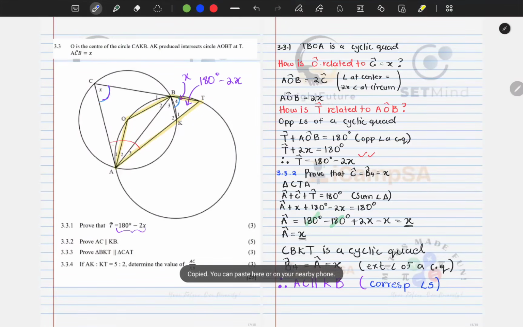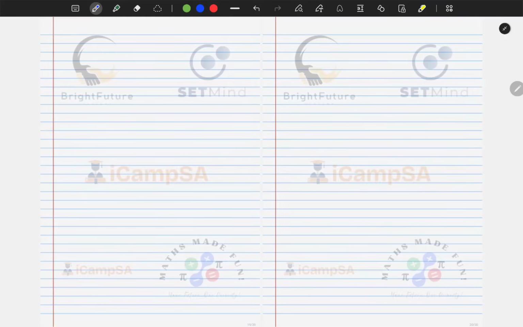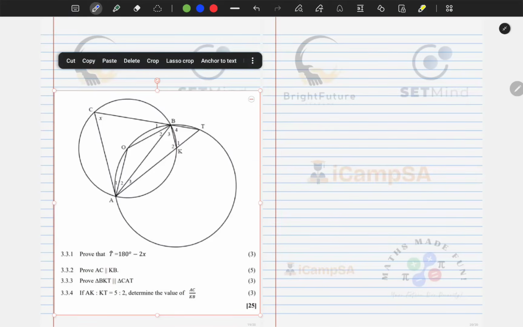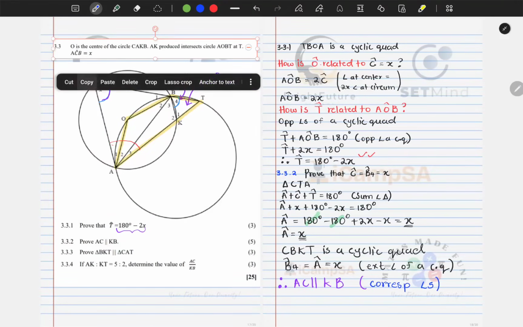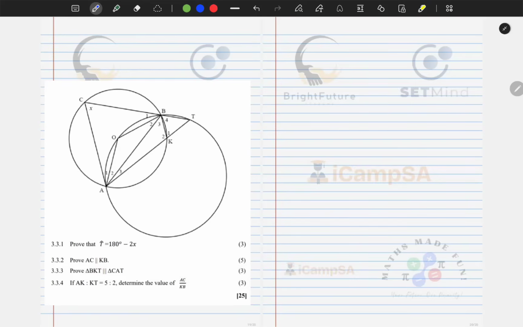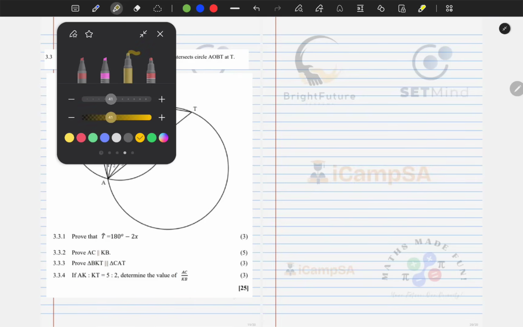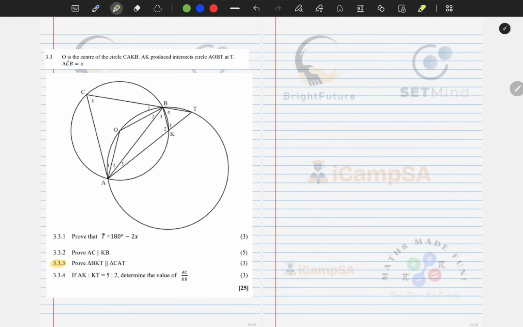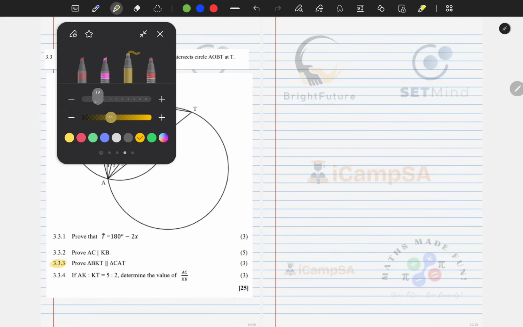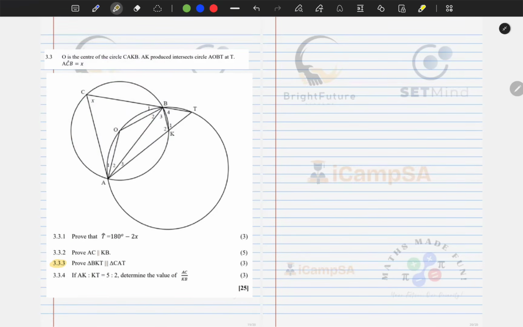Let's go and have a look at the next one. Let's copy that statement, put it here, and if you look carefully, we are required to prove this here. So let's quickly highlight these triangles. So look at triangle BKT. So where is that? BKT. It's that small triangle. And we are proving it's similar to CTA.